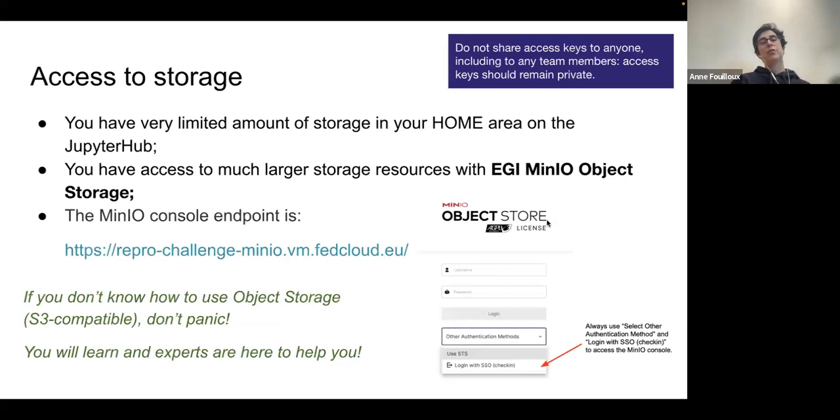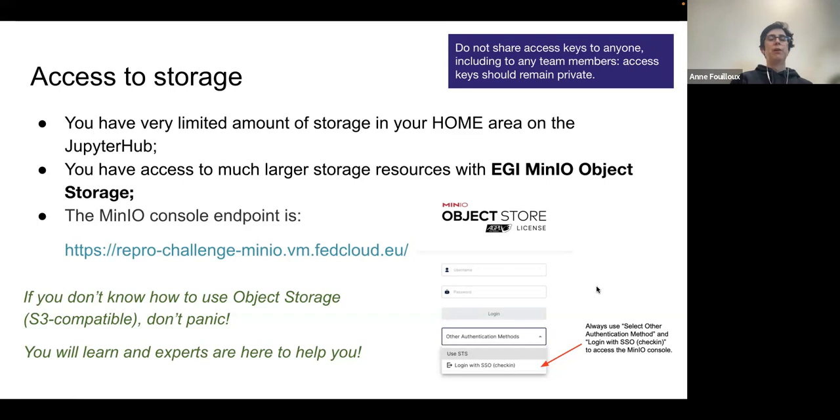We also have storage. So when you log in and authenticate to the Jupyter Lab, you will have your home area. It's very small, so it doesn't store large amounts of files. And I think we recommend to share the large files between the different members of your team. So don't put anything in your home area. Mostly put all the larger files in what we call the EGI MinIO object storage, which is a remote storage that can be shared between the different members of your teams.